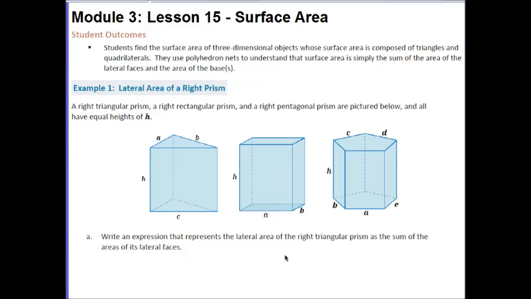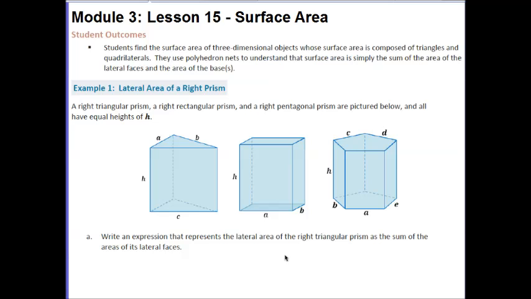Today's lesson is Module 3, Lesson 15, Surface Area. Your outcomes for today's lesson are students find the surface area of three-dimensional objects whose surface area is composed of triangles and quadrilaterals. They use polyhedron nets to understand that surface area is simply the sum of the area of the lateral faces and the area of the bases.